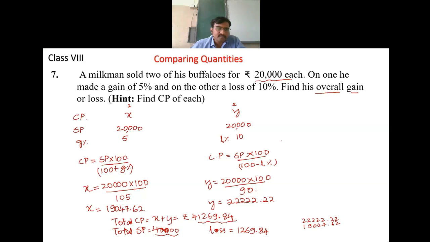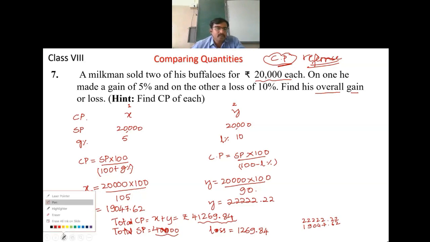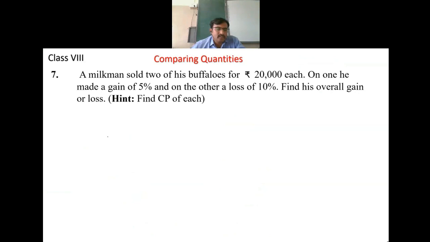Every time we take the cost price as the reference, this you must remember. The reference is always cost price, not the selling price. To find profit percent or the loss percent, the reference must be the cost price. Okay, this is the method using formula. Now, if you don't want to use the formula, it becomes little lengthy.